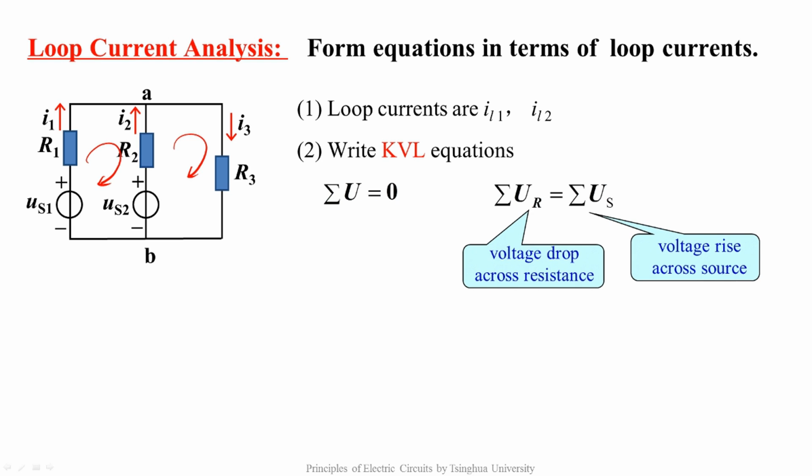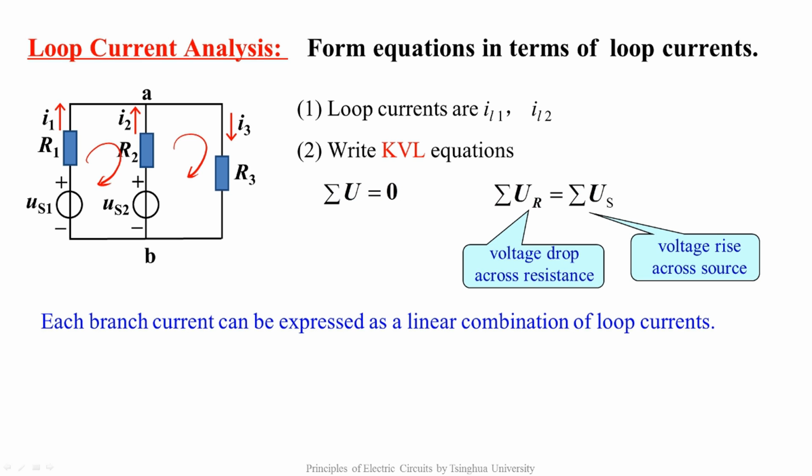That is, the sum of the voltages is 0. Of course, it also can be written in another form, that is, on the left side of the equation, there are the voltage drops across all the resistances, while on the right side of the equation, there are the voltage rises across all the voltage sources. With these B minus n plus 1 equations, we can find the B minus n plus 1 loop currents. The key is that with these loop currents, we can express the real branch currents in the circuit by a linear combination of them.